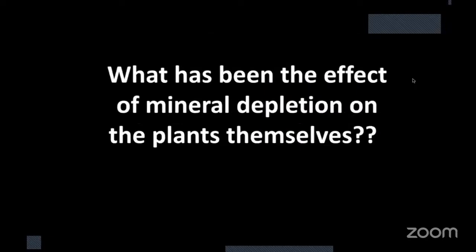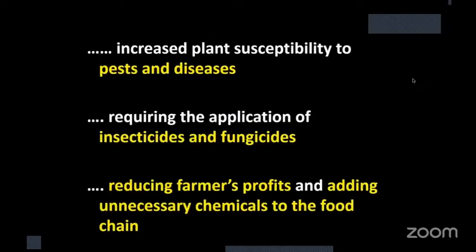So what has been the effect of this mineral depletion on the plants themselves? Well, we're seeing increased plant susceptibility to pests and diseases, which in turn requires the application of insecticides and fungicides that absolutely would not be necessary if we had healthy plants. This reduces farmers' profits, and it's also adding unnecessary chemicals to the food chain, which is part of the problem that we're seeing with our autoimmune disorders.